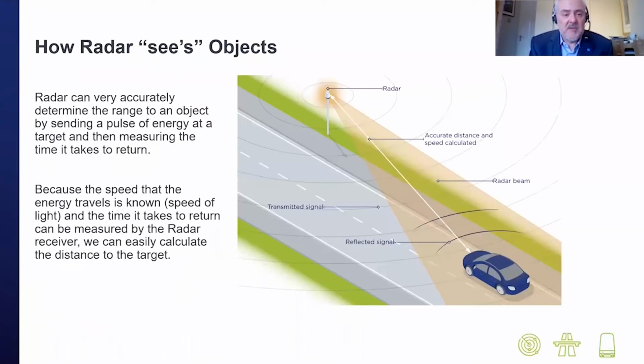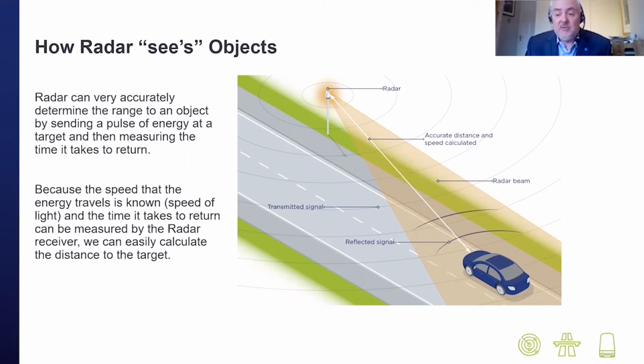So first things first, a quick overview of how radar sees objects. Basically, a radar can very accurately determine the range to an object. What we do is send a pulse of radio frequency or RF energy from the radar. That then goes out into space, and if it hits an object and reflects back, we can very accurately measure the distance of that object. This returned energy is called an echo, just as it is in sound terminology. And radar uses this echo to determine the direction and distance of that reflecting object.